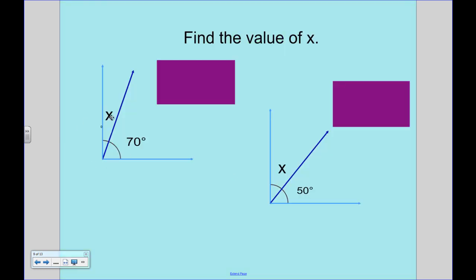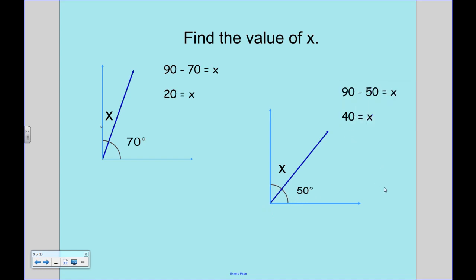So here again, these are forming a right angle, which means they are complementary angles. And if this angle here is 70 degrees, to find angle x, I'm going to do 90 minus 70, which means that angle x would be 20 degrees. Then down here, if this angle here is 50 and these two angles together form a 90 degree angle, to find angle x, I'm going to do 90 minus 50, which means that angle x has to be 40 degrees.